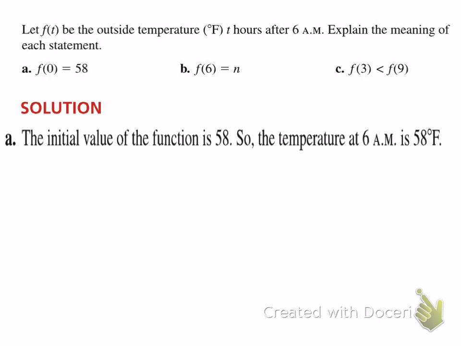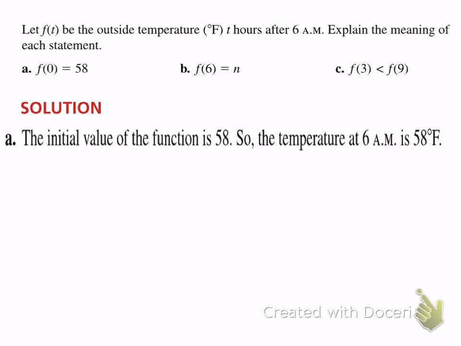What does the second one mean? Deja. What's the temperature? Caleb. Celsius? No, they mentioned nothing about Celsius. We're not going to add stuff that's not mentioned. Dariush. Yeah. The temperature is N degrees Fahrenheit. In this case, 6 hours after 6 a.m., the temperature is N degrees.